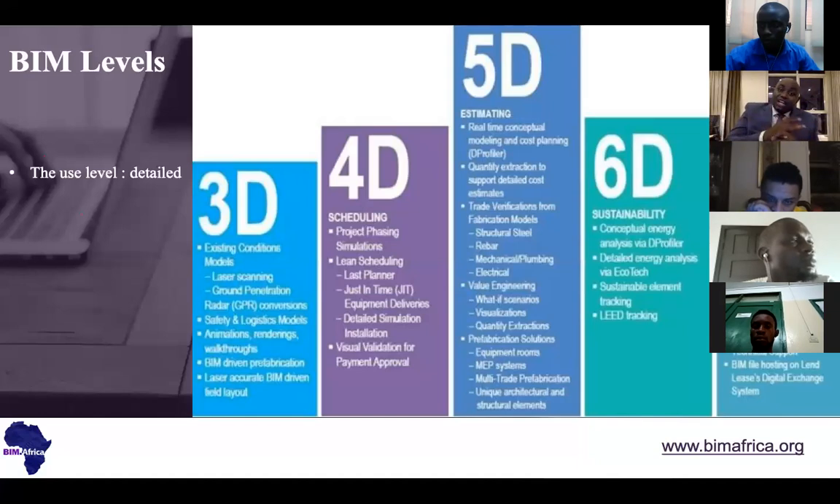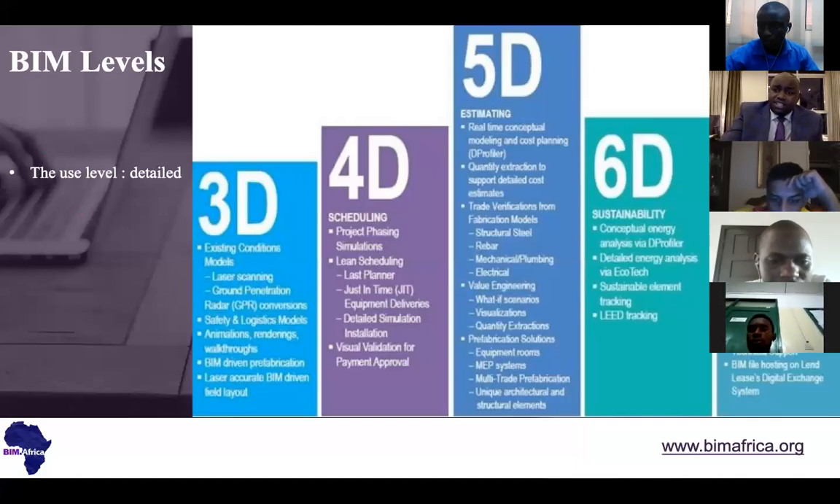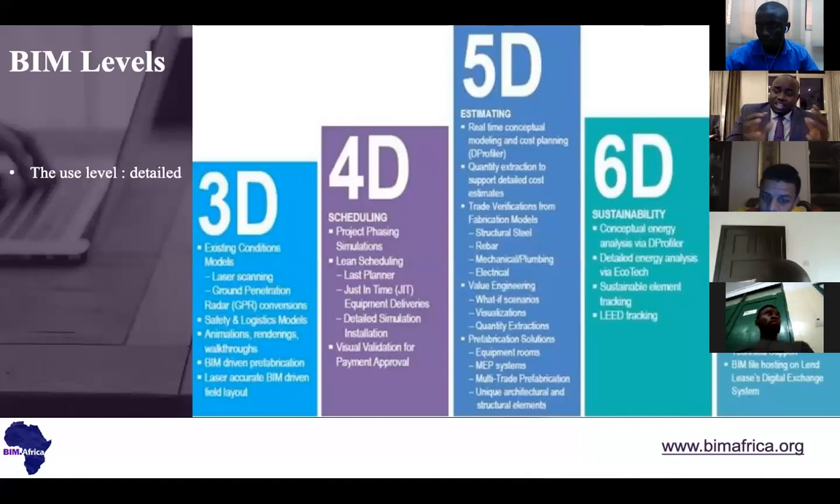That's why I said you can ask somebody what his contribution is. For example, 4D is scheduling, project planning, lean structures, whatever. That is a dimension that cannot be physically available in the 3D, but it can't be just mere documentation. If you say 5D estimating, 6D sustainability, those information may not necessarily come in the physical three-dimensional drawings that you think. That's why it's always wrong to think that you only have BIM when you have that physical structure.